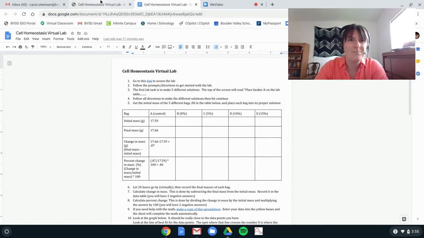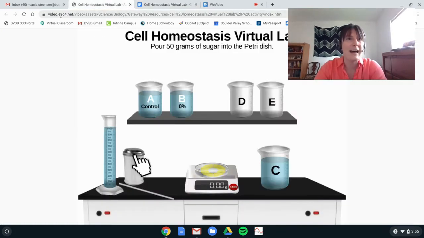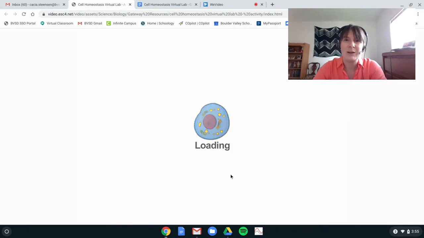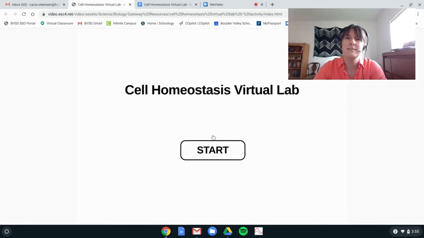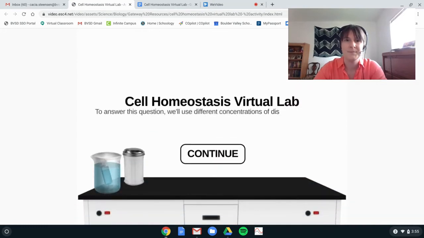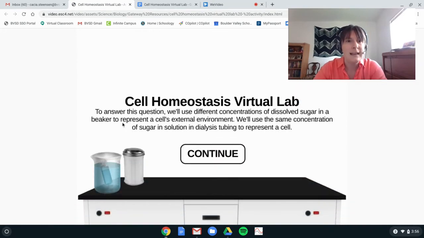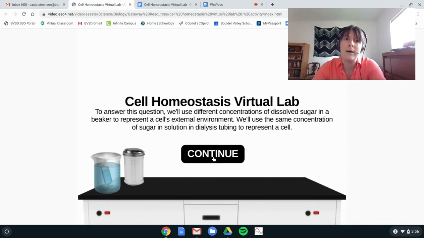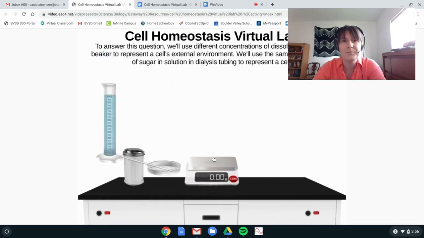So let's get started. So here's the virtual lab. Let me start over so I can show you what it looks like. And we'll click Start to enter the virtual lab. Looks like to answer our question, we'll use different concentrations of dissolved sugar in a beaker to represent the cell's external environment. Then we'll use the same concentration of sugar in solution in dialysis tubing to represent the cell. So here we go.